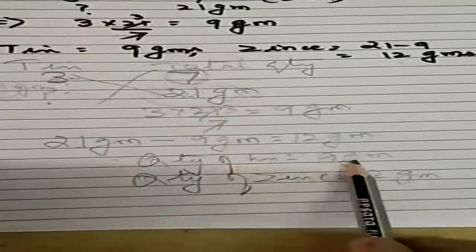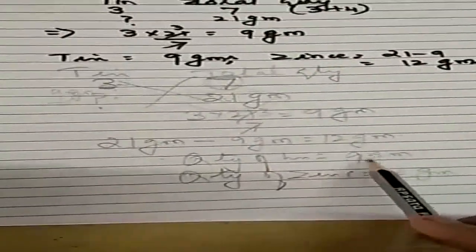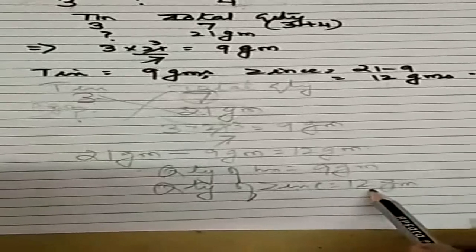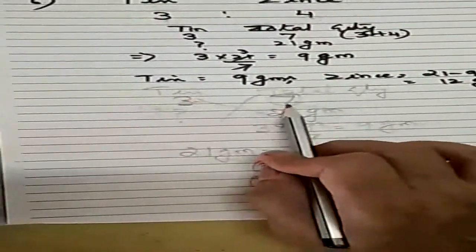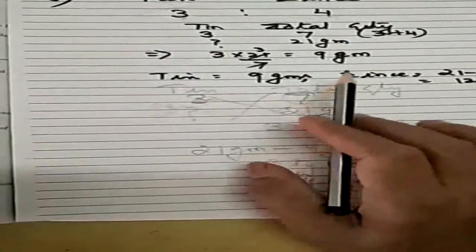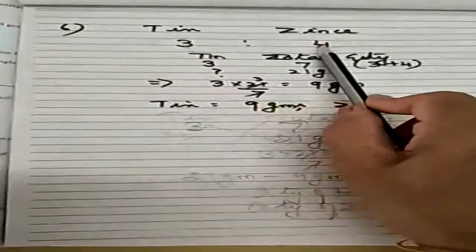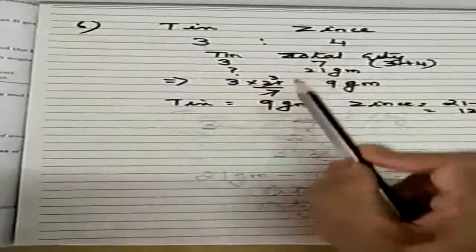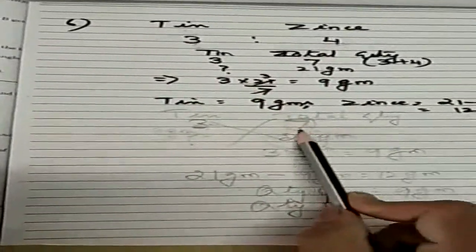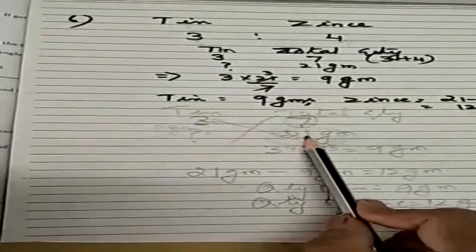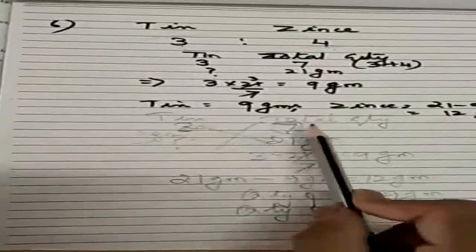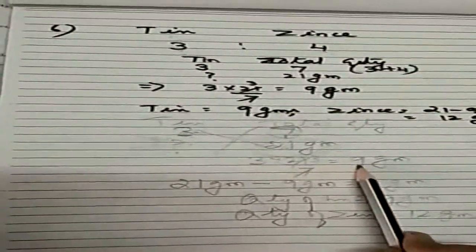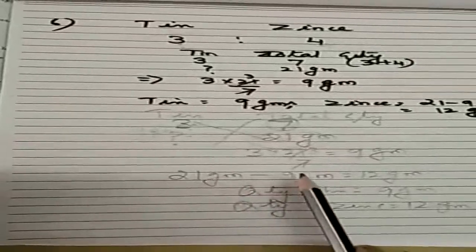Now you have come to know the quantity of tin mixed in the alloy and the quantity of zinc mixed in the alloy. How did you find it? The total quantity of the tin and zinc in the ratio is 7, because 3 plus 4 is 7. Now in gram, how much is given? 21 gram. Then you have to find in gram the quantity of tin. So by doing the cross multiplication, you will get the quantity of tin, and if you subtract the quantity of tin from the total, you will get the quantity of zinc.